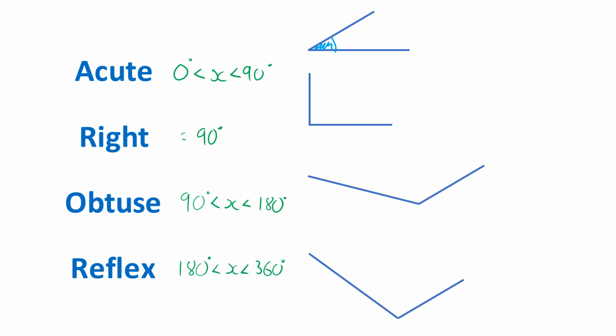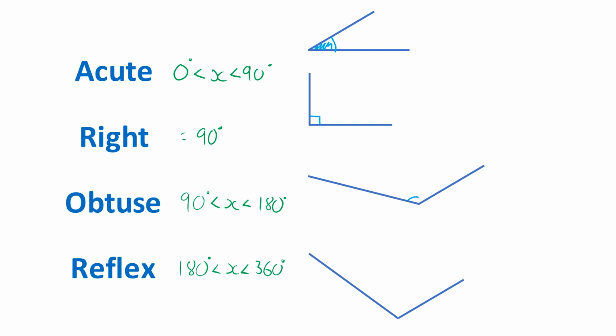We then have a right angle. A right angle is exactly 90 degrees, and we tend to mark it off with that little corner in there. We then have an obtuse angle. An obtuse angle is greater than 90 degrees, but it is less than 180 degrees.